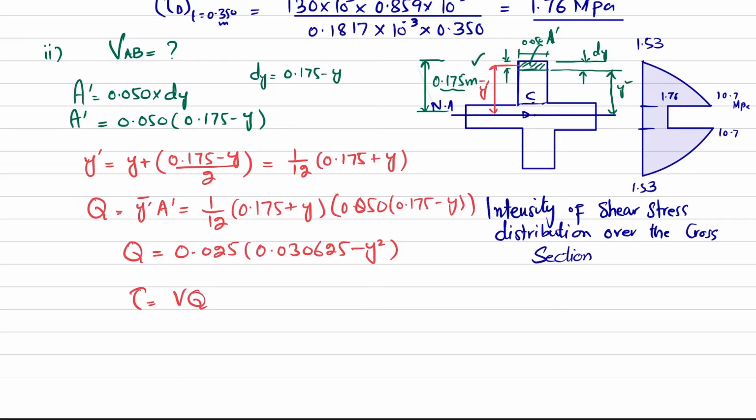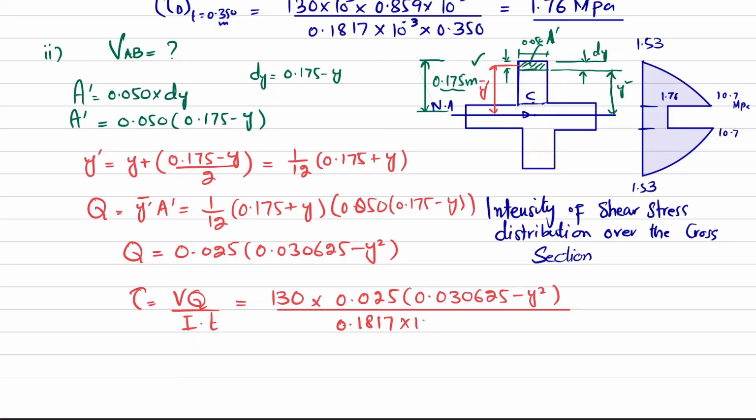Now we will find shear stress. Shear stress is equal to VQ over I into t. So V was 130 kilonewton. I will not write 10 raised to power 3 because we will get the unit in kilonewton. And Q is 0.025 into (0.030625 minus y square) divided by I, which we have calculated earlier as 0.1817 into 10 raised to power minus 3, and thickness for this area is 0.05. So when you solve this, you will get shear stress equal to 10951.3 minus 357.593 y square. This is the value.